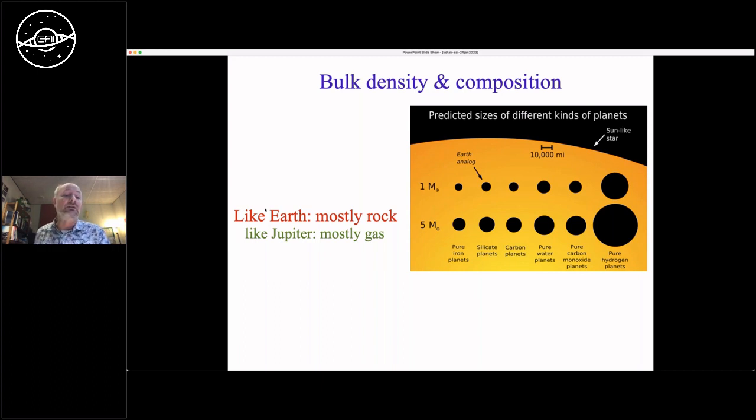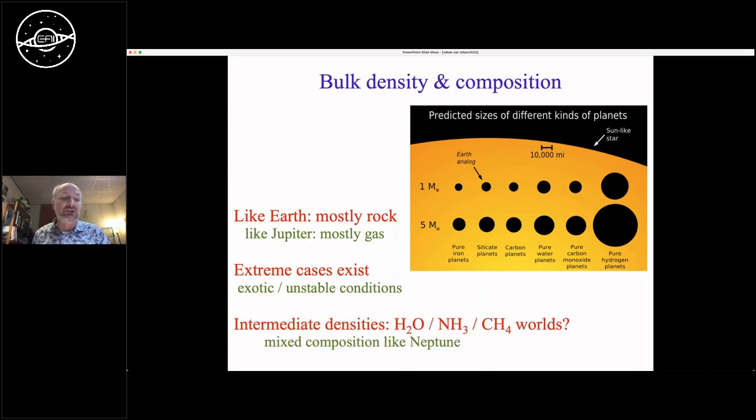And you find that some planets have a density like that of the Earth, so they are presumably made of rock. And others have a lower density, more like Jupiter, so they are mostly made of gas. And in fact, more extreme cases exist also, so very dense planets or also very low density planets. So these are either made of exotic material or somehow conditions are unstable, not like what we have here. And then, of course, there are also planets with intermediate densities.